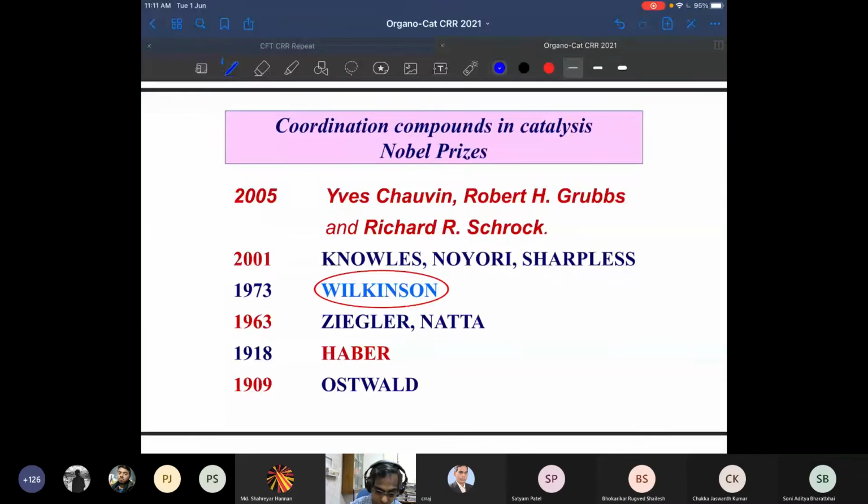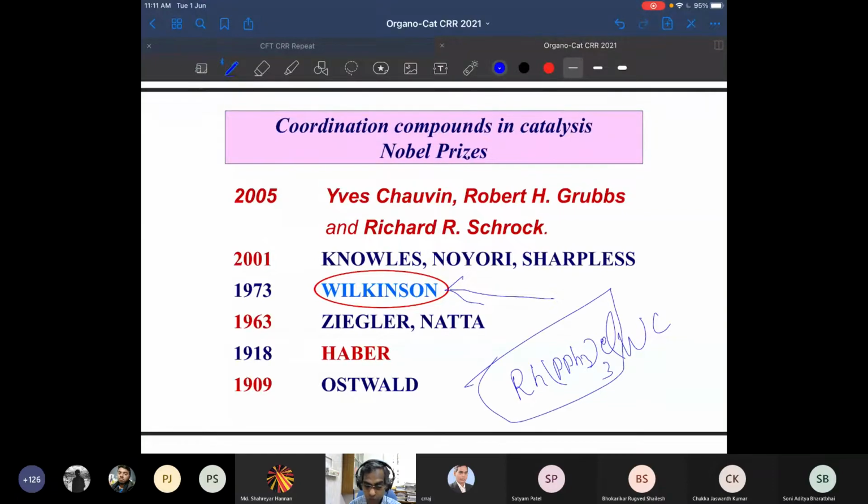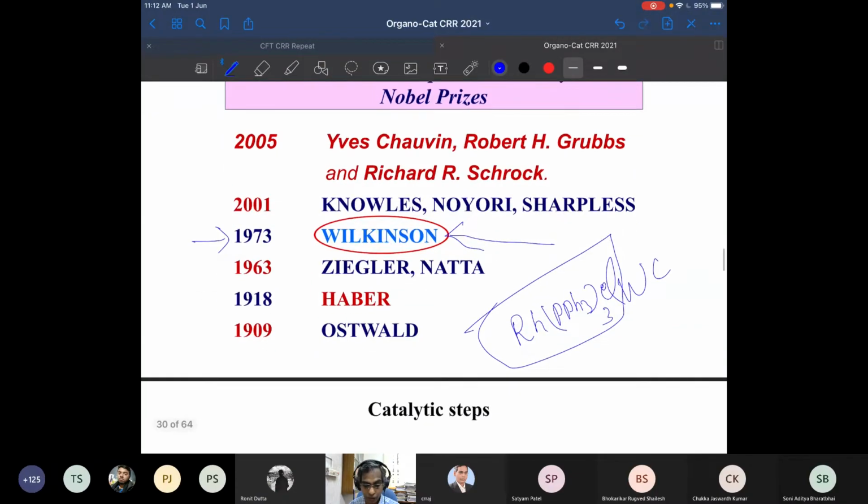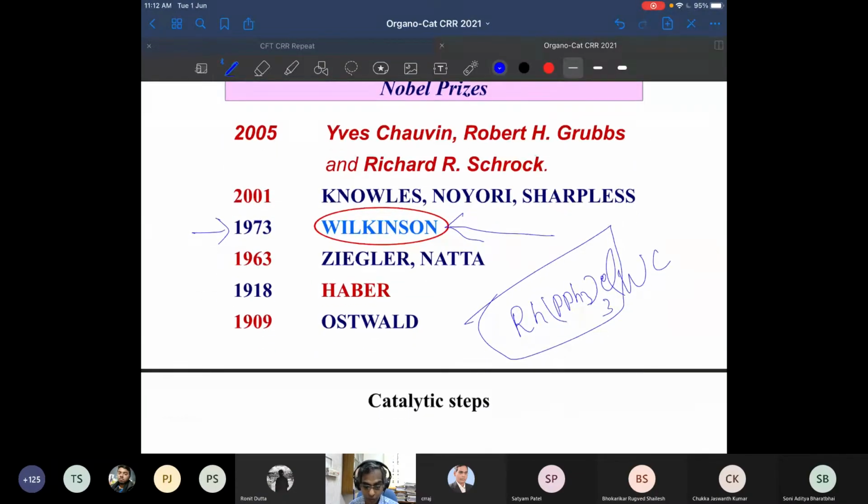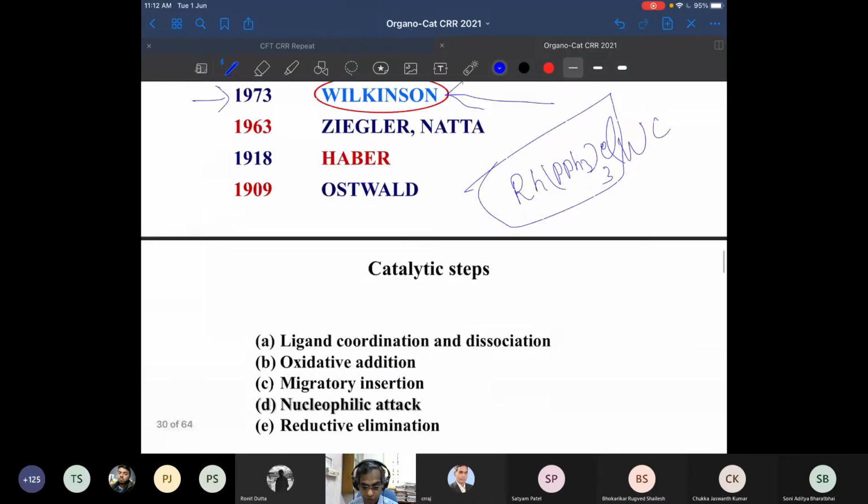Now, this slide shows the Nobel Prize winners, which I've already mentioned. The Chemistry Nobel Prize winner in 1973 is Wilkinson. The Wilkinson catalyst is rhodium tris(triphenylphosphine) chloride. This is the catalyst that I'm talking about. He got the Nobel Prize in 1973, and many other complexes exist. Those who synthesized them received the Nobel Prize for their innovation.